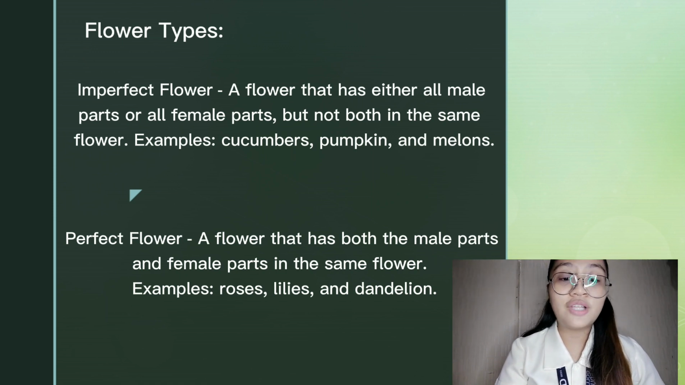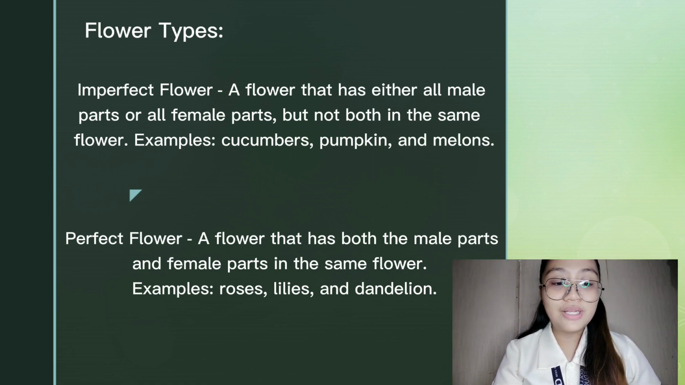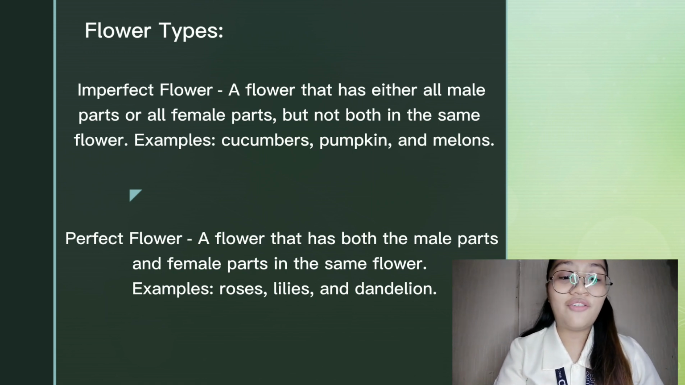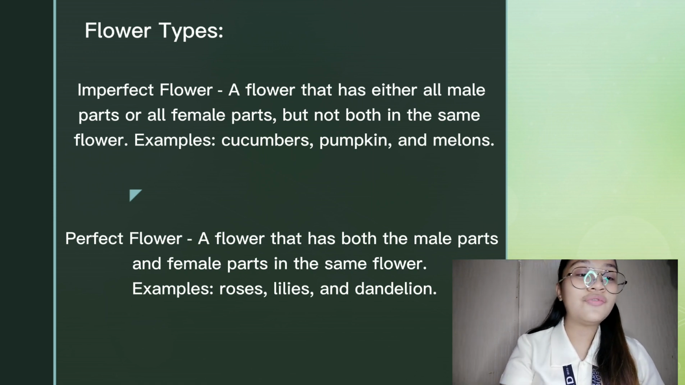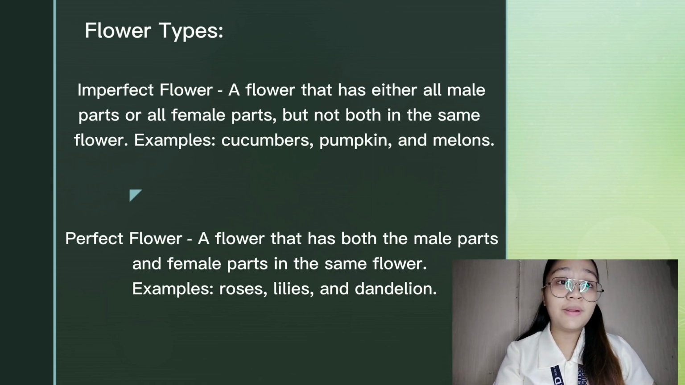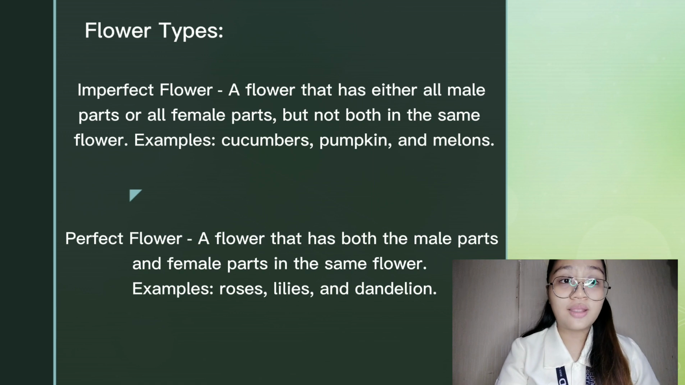The next one is the perfect flower, a flower with male and female reproductive parts. A perfect flower is one in which both male and female reproductive structures are present. Both the androecium whorl of stamens and the gynoecium whorl of pistils are located in the same flower. Examples of perfect flowers are rose, lilies, and dandelion.